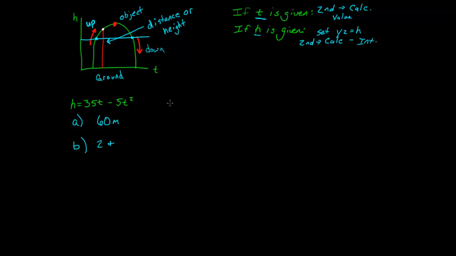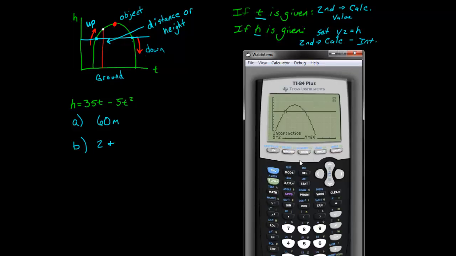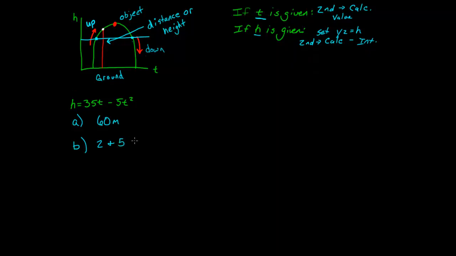Now, we saw on the graph there's going to be another answer. Second, calc, intersection. Scroll over, and I'm just going to get close. That's close. Enter 3 times. And 5. 2 and 5 seconds. That is the answer.